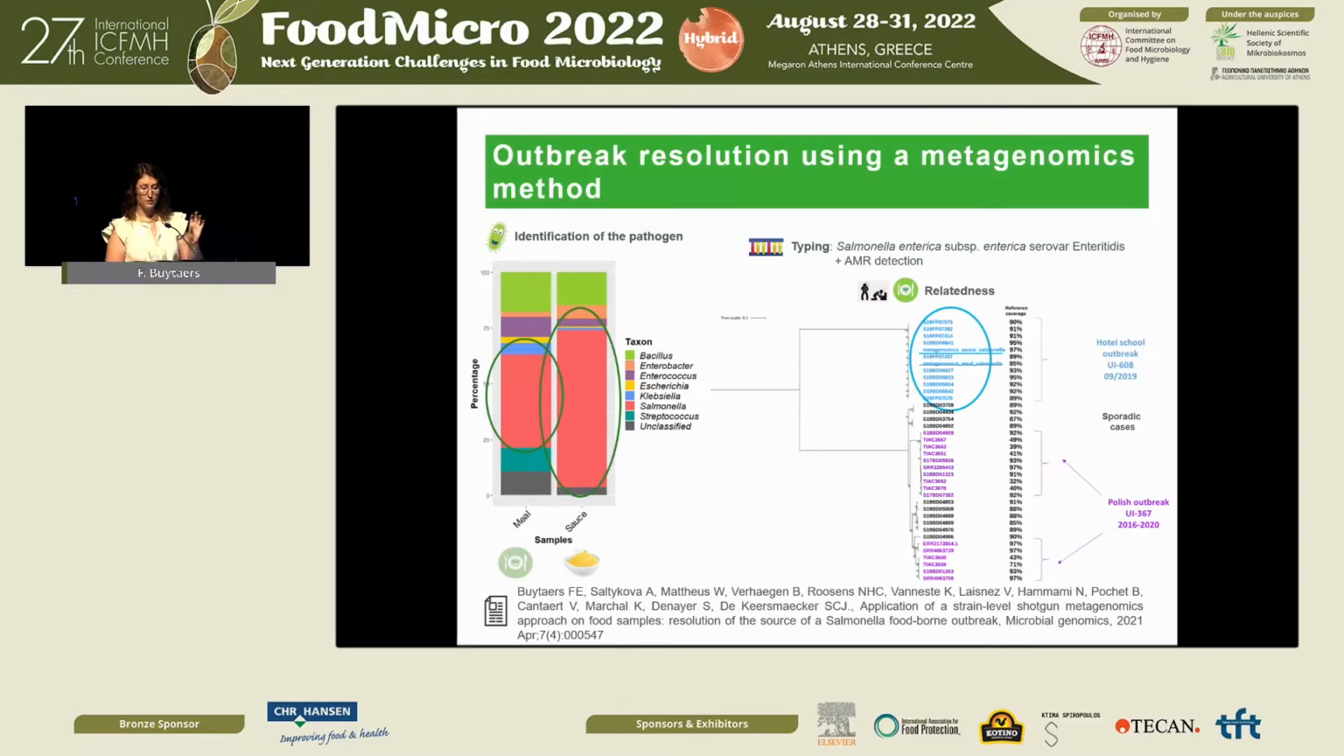And we could cluster them with, in blue, all isolates from food and human origin that were linked to that outbreak. And we could also very nicely separate this outbreak cluster from sporadic cases in black that occurred in Belgium at the same time period, and from another Salmonella outbreak that was occurring in Europe at the same time period. So in that case, there was only 1 strain that was detected in the sample, and it was fully characterized.